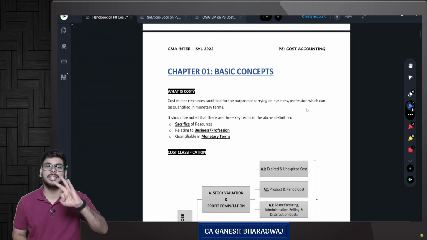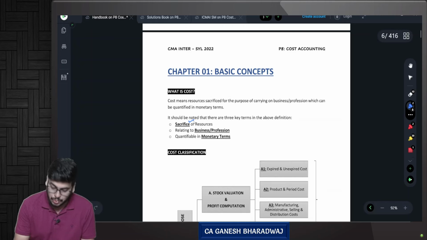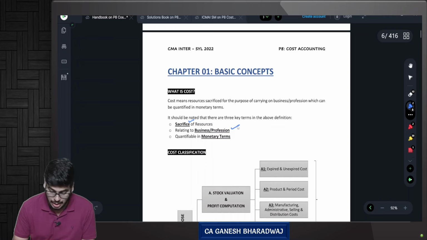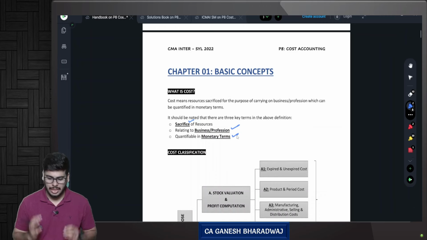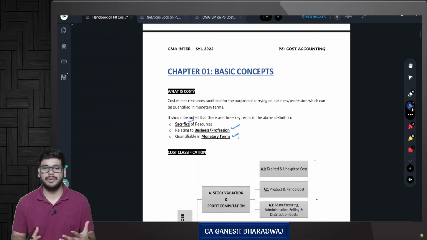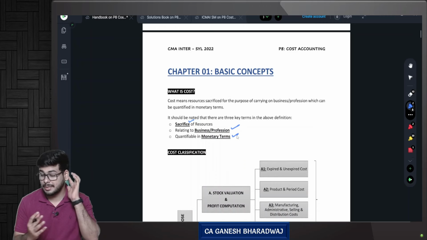Now, broadly, there are 3 components inside costs. Number 1, there has to be a sacrifice of resources. Number 2, it should be relating to your business or profession. Number 3, it has to be quantified in monetary terms. Now, sir, please explain. I will give you an example. Whenever we are learning a concept, I strongly believe in giving examples, because the moment I give you an example, you will be able to relate to the concept I'm trying to say.